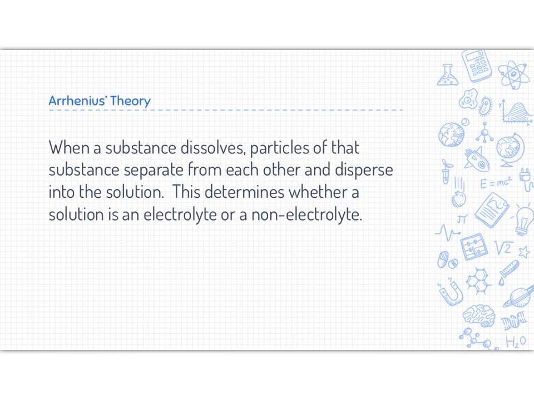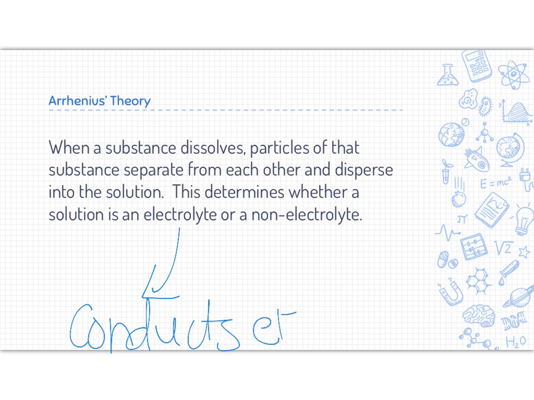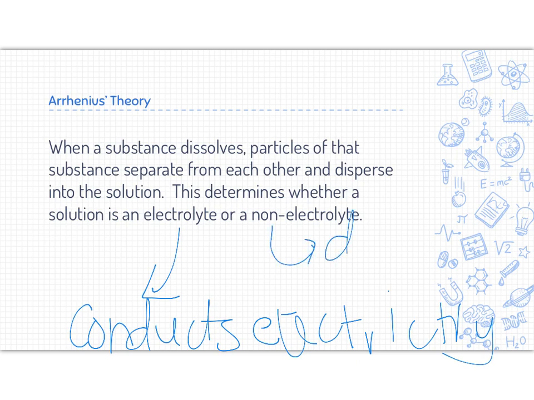All right, so we're going to look at Arrhenius' theory. Arrhenius proposed that when a substance dissolves, particles of that substance separate from each other and disperse into the solution. We just looked at that with sodium chloride. This determines whether a solution is an electrolyte or a non-electrolyte. We talk about this. An electrolyte means that it conducts electricity. I should write it out because e- is an electron in my world. And a non-electrolyte, oh my goodness, electrolyte, doesn't conduct electricity.